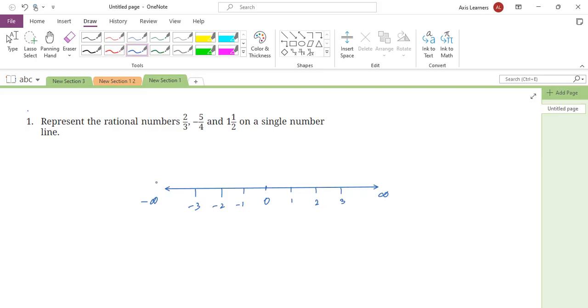To plot these numbers, I will draw a different number line. Okay, so here we need to use a single number line to represent all these three numbers. Wait, I will erase this and draw a new number line that is convenient for us. Look at the numbers. 2 by 3 is lying between 0 and 1. This is less than minus 1, and this is greater than plus 1. Okay, so we need plus 2 to minus 2.